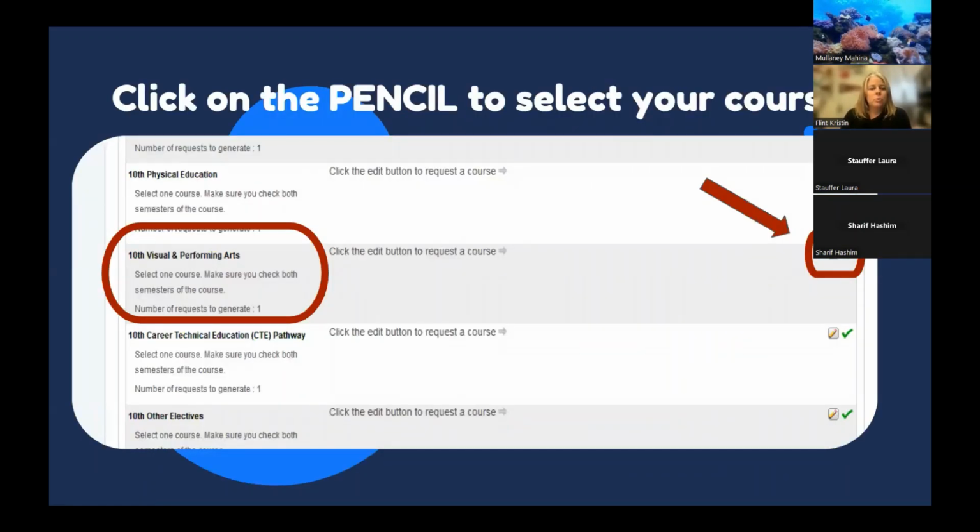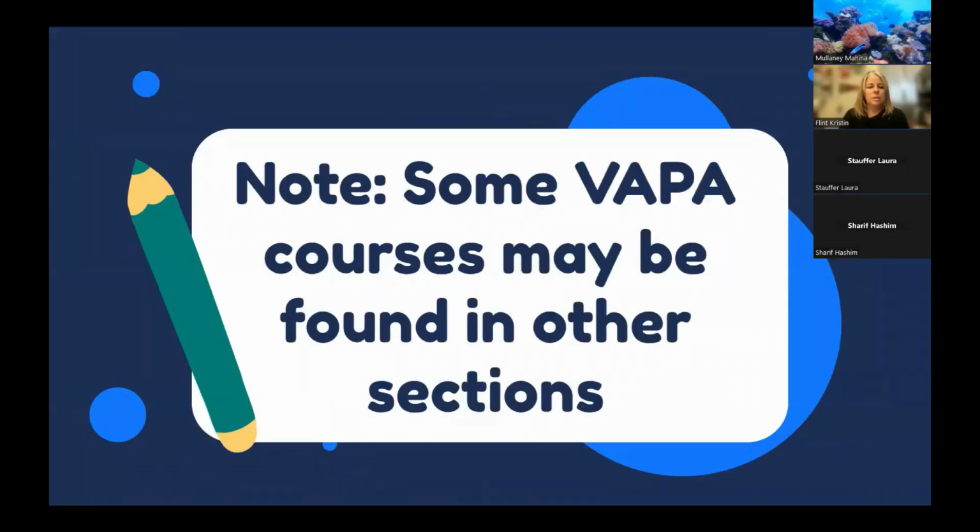So if you wish to take a VAPA class, if you still need to meet that requirement, go ahead and click on the pencil. You don't have to take a VAPA class. If you either have met the requirement or you're going to wait until the following year, you don't have to take one. This is up to you. So click on the pencil if you're going to take a VAPA class.